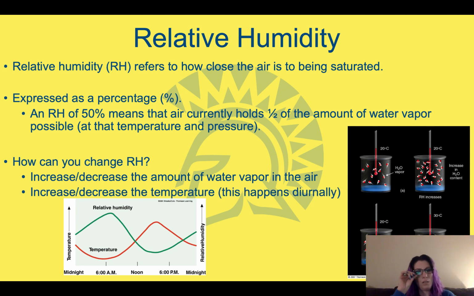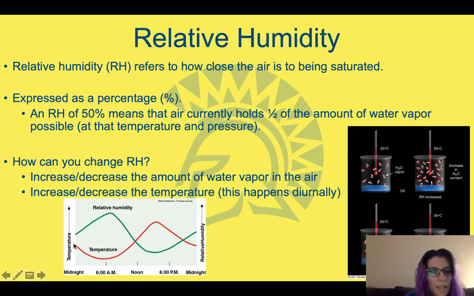Now, there are two ways to actually change relative humidity. The first way is to increase or decrease the amount of water vapor in the air. And the second one is to increase or decrease the temperature. This actually happens daily with our changing temperature between day and night. As you see here, this is the relative humidity, increasing or decreasing, and then the time of day down here on the x-axis.